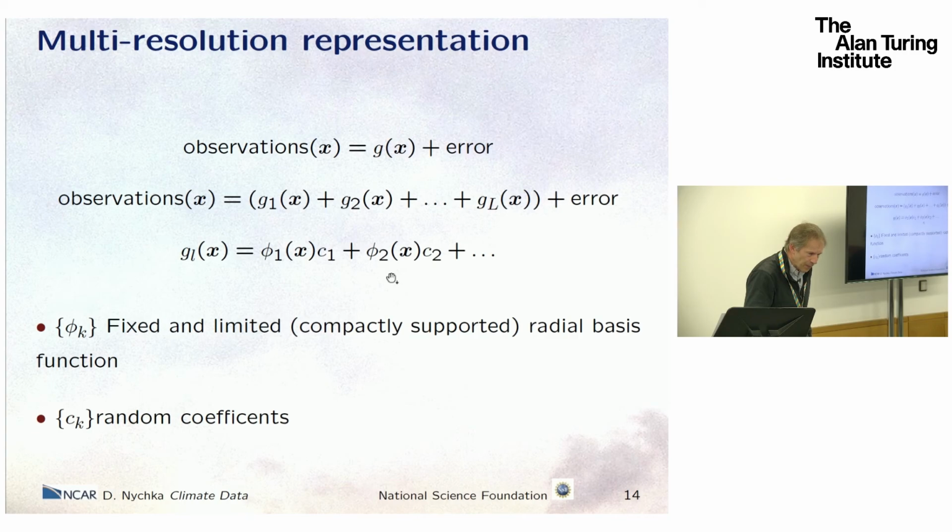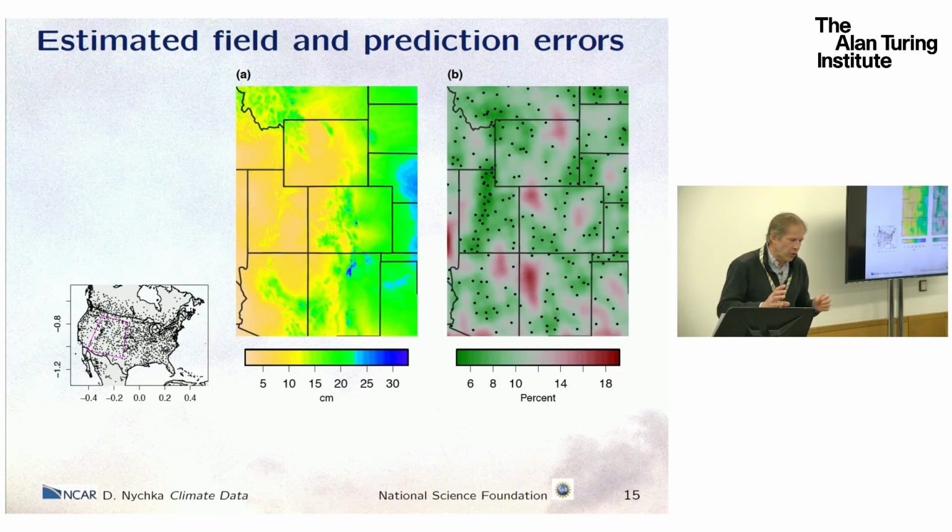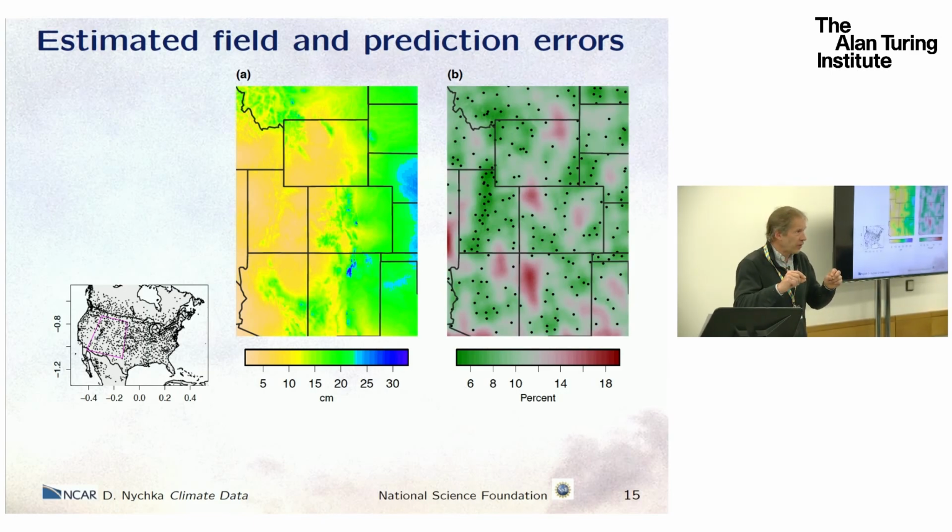And I'm not going to say too much more about this, except that the compact support of the basis functions, the multi-scale, the fact that we have coefficients that are the random quantities, all these conspire to make this problem computable for very large spatial data sets.